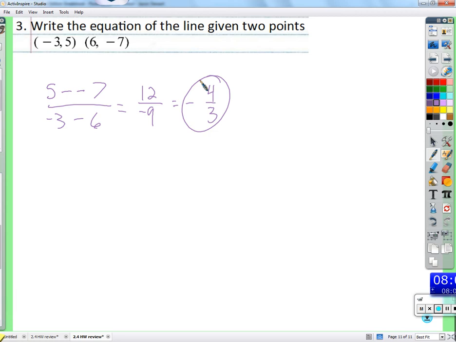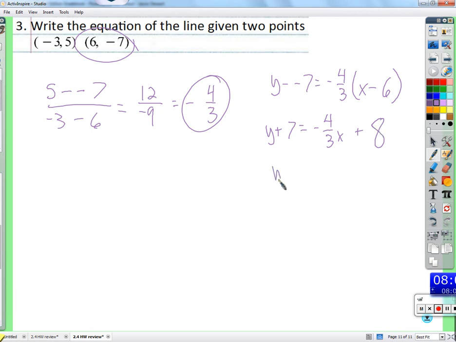And choose a point. Doesn't matter which one. I'll choose this one. Y minus negative 7 equals negative 4/3 times x minus x1, which is 6. Y plus 7 equals negative 4/3 x plus 8. And y equals negative 4/3 x plus 1 when I subtract 7.